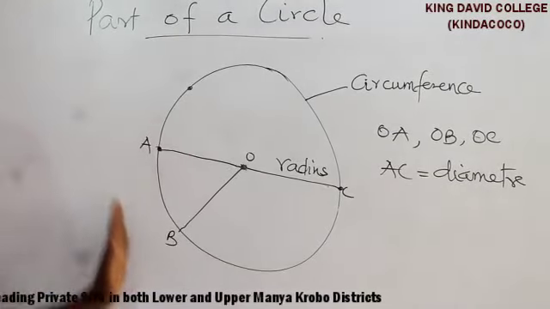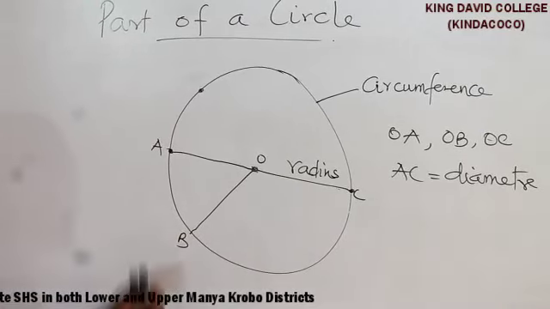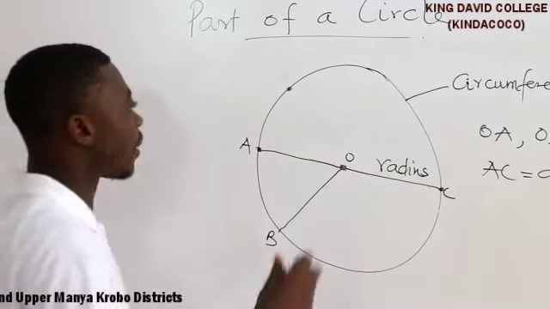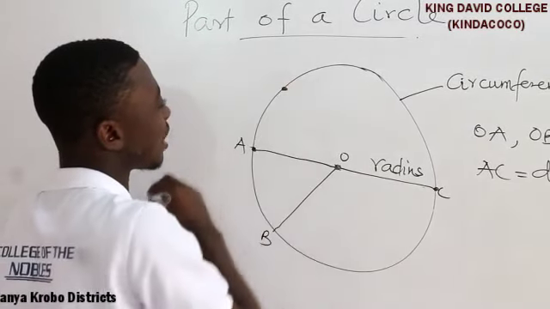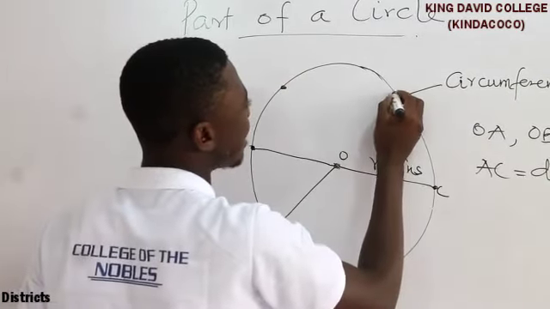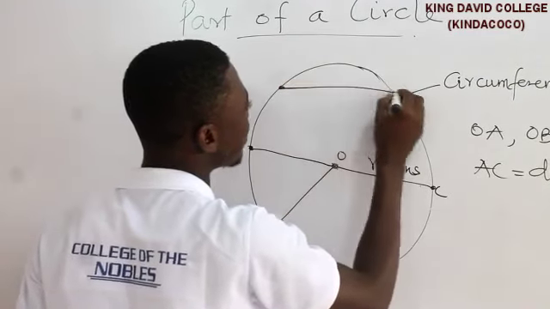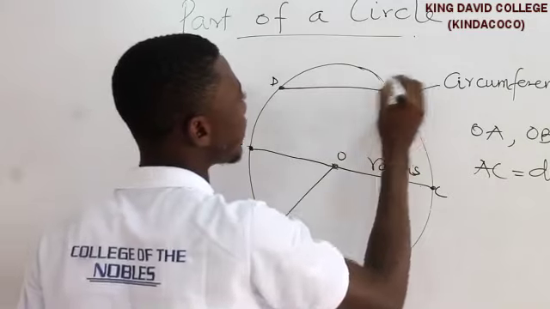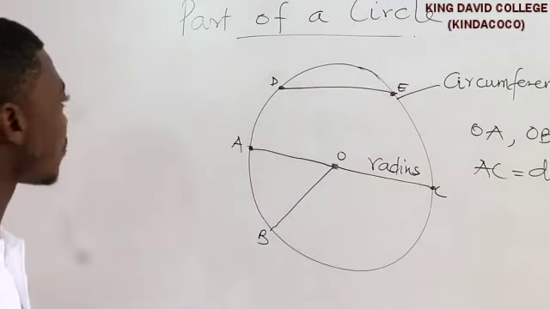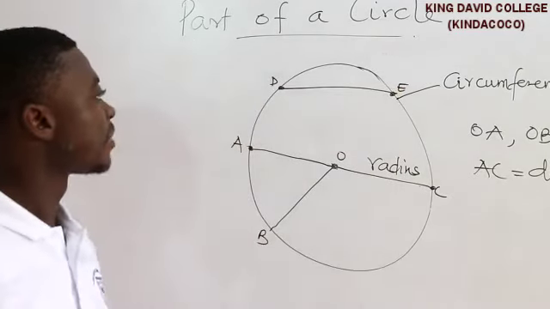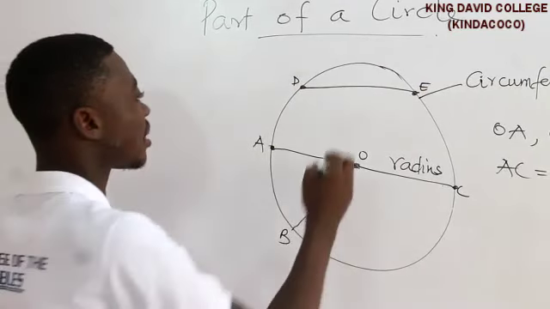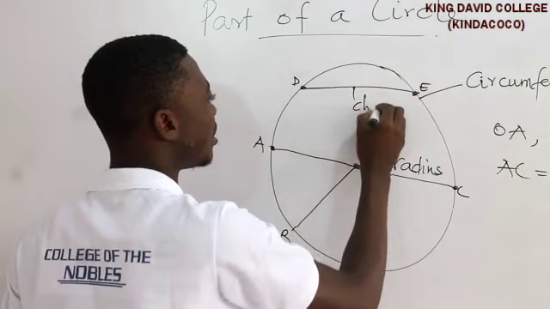Good. So these are parts of this circle. Now, there could be another line ruled from this part of the circumference to this other part, let's say from D to E. Then we will call this one a chord instead.